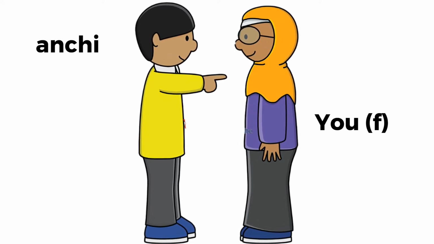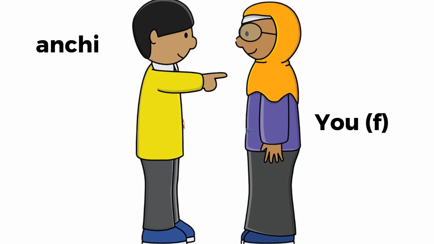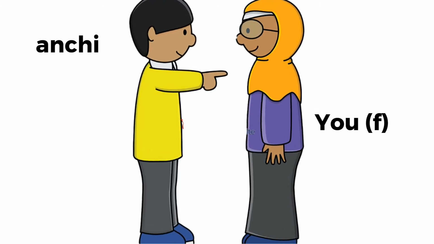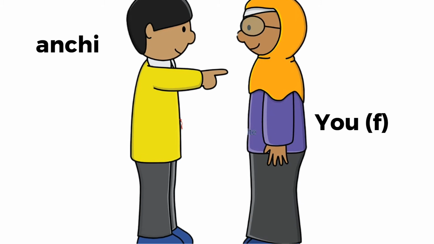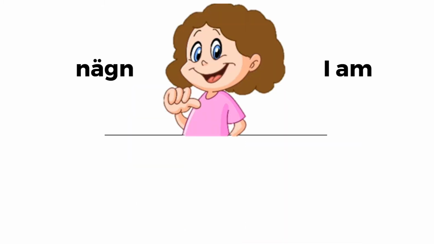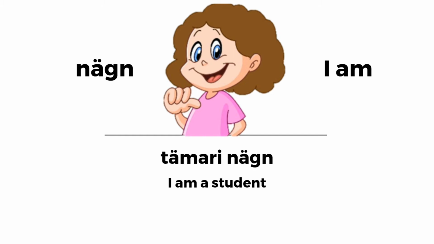Now let's learn the verb to be. And after this video, you will be able to construct your own very simple Amharic sentences. So the verb to be for I am is nañ. So for example, you can say tamari nañ. You can also say it using the personal pronoun, but generally it's not a good habit. So we don't recommend you to use personal pronouns unless you want to emphasize things or unless you are comparing things. But you can also say ane tamari nañ.